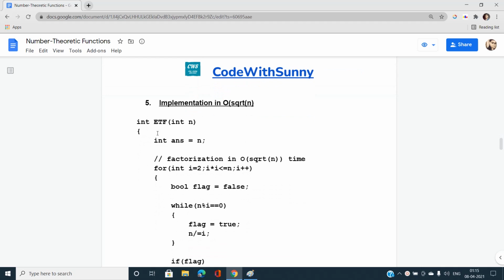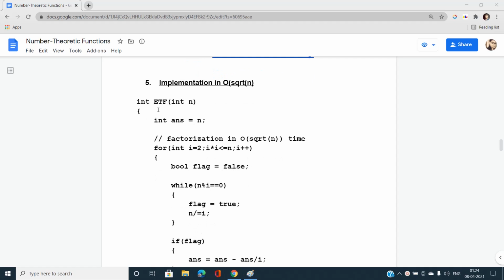That is going to find Euler's Totient function for a particular number n in O of square root of n time. So here is the implementation of square root of n time. Now you can see I have initialized my answer as n. This is very important here.